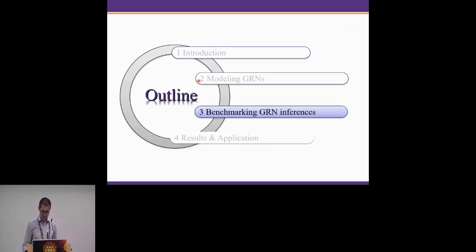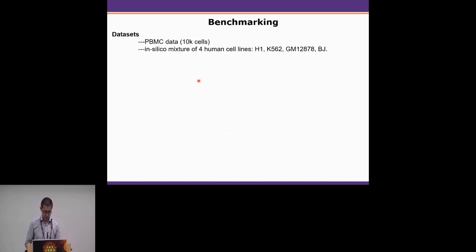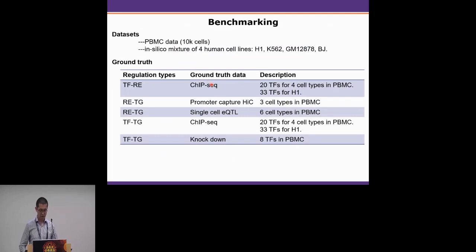Now we talk about some benchmarking. The data that we used here is PBMC data, and also an in silico mixture for human cell lines. For the ground truth, as we talked about before, for TF-RE we have ChIP-seq data, for RE-TG we have promoter capture Hi-C and single cell eQTL, and for TF-TG we use knockdown data and ChIP-seq data. We use the evaluation metrics AUC and also the AUPR ratio. By ratio, I mean how much better it is compared to a random predictor.